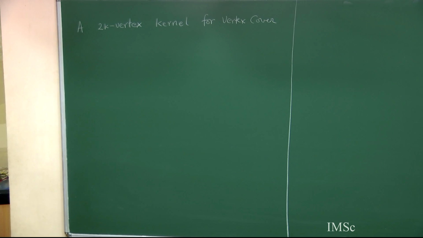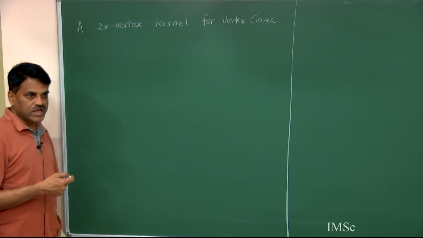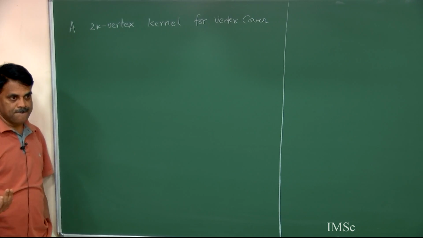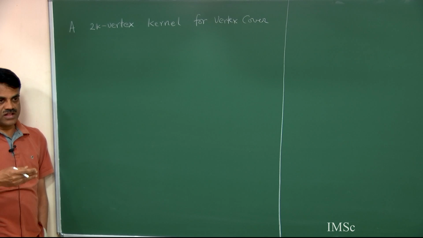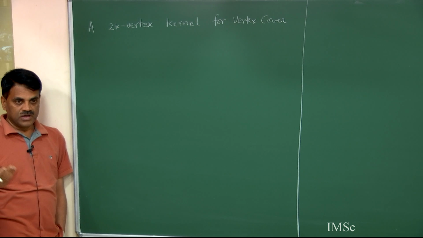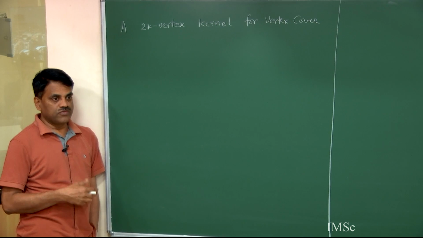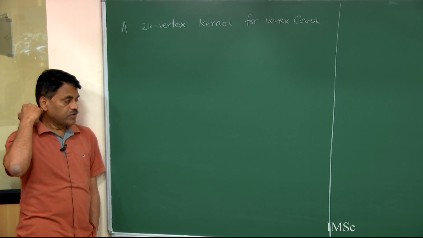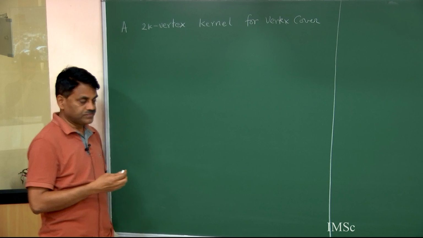So today we will improve that to a 2k vertex kernel. Essentially what we are going to say is that if you have more than 2k vertices, either you will say that there is no vertex cover of size at most k by giving a witness of a matching of size k plus 1, or we will find a crown. Okay. Now this one is going to be using linear programming.